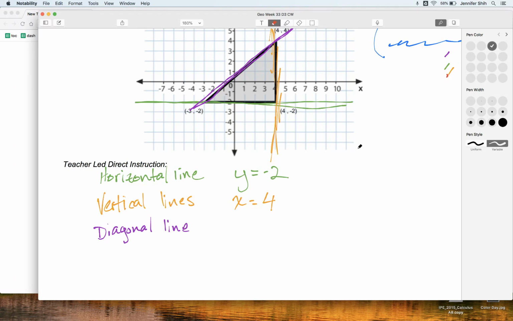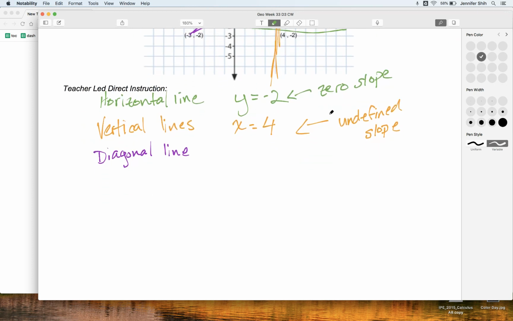by the way, I should remind you that this vertical line has an undefined slope. We don't have a number for it. Up and down, we don't have a number for it. It's like just a really, really big slope. It's undefined. And horizontal lines have a 0 slope. This is going to come up more often in your math life. A diagonal line has a non-zero slope and a non-undefined slope. So we'll just do this one.